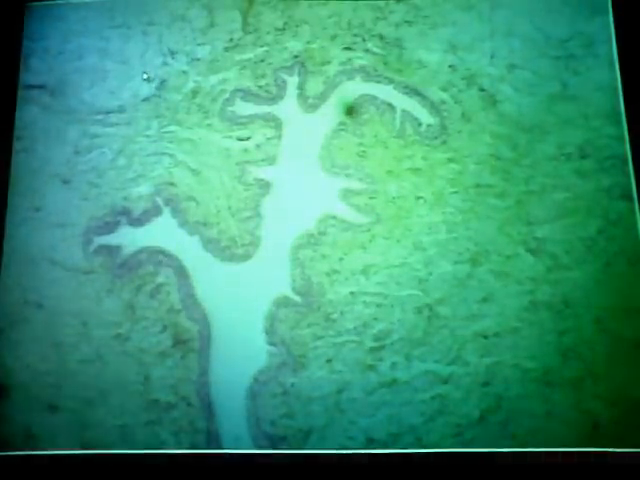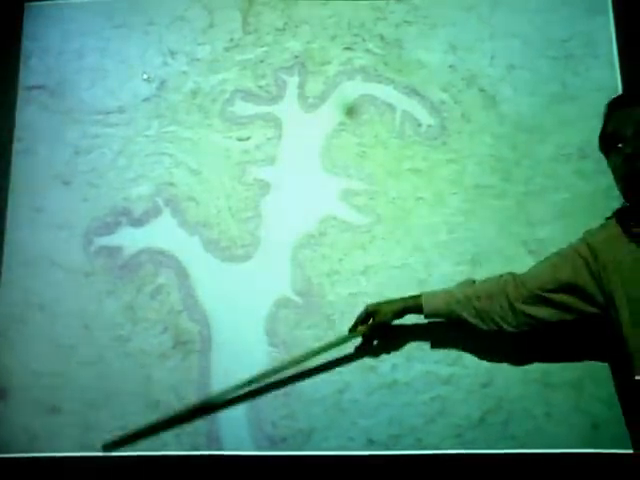And here we see it again. Okay, this is urethra, the lumen of the urethra. And again, all this tissue around it here, corpus spongiosum.